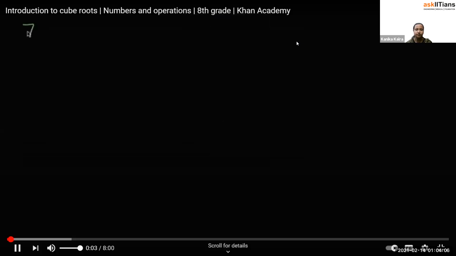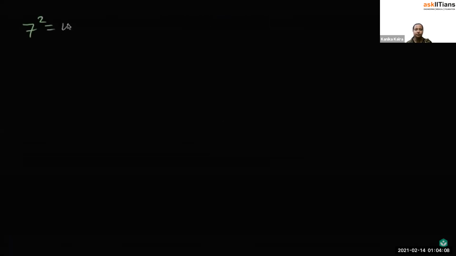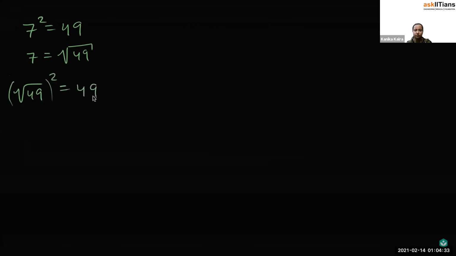For example, if I were to tell you that 7 squared is equal to 49, that's equivalent to saying that 7 is equal to the square root of 49. The square root essentially unwinds taking the square of something. In fact, we could write it like this. We could write the square root of 49. So this is whatever number times itself is equal to 49. If I multiply that number times itself, if I square it, I'm going to get 49.